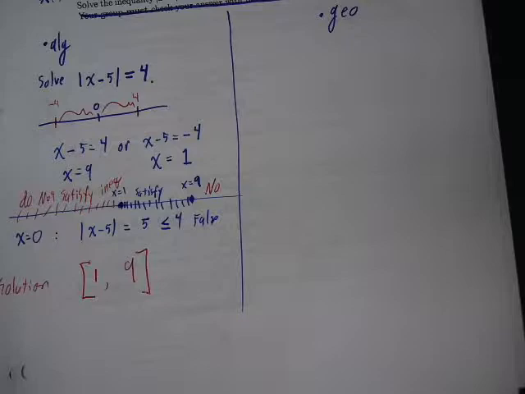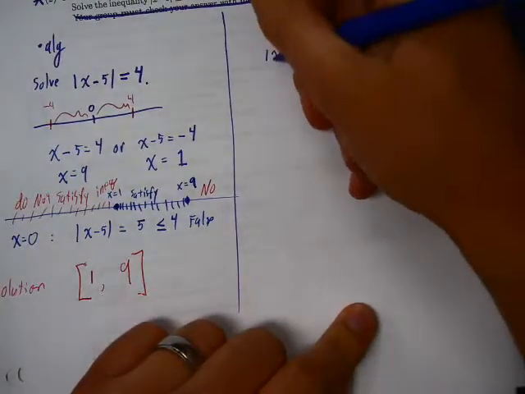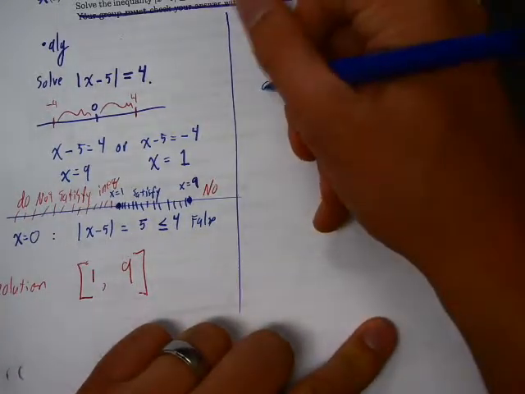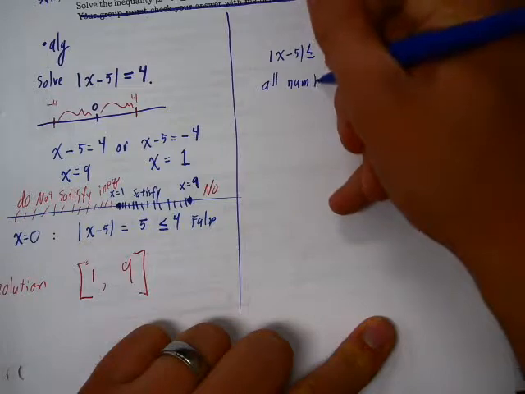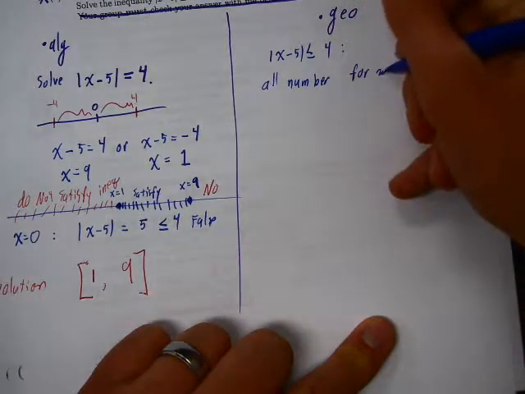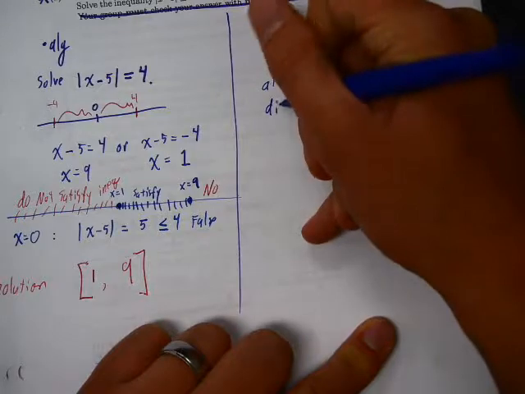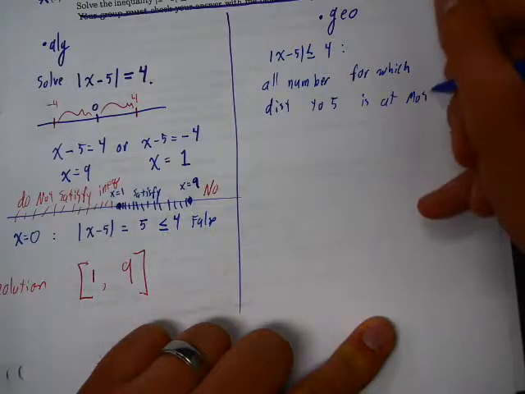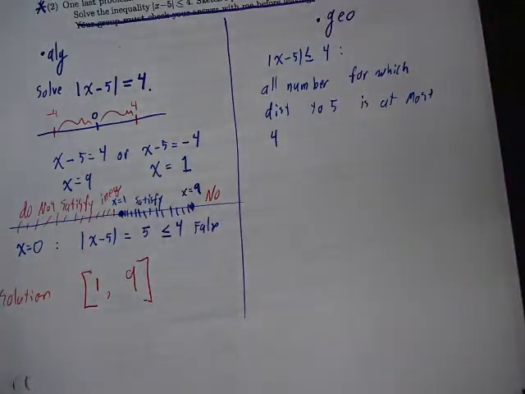Let's also do this geometrically. Absolute value of x minus 5 less than or equal to 4. Let's just translate that into words. I want all numbers for which the distance to 5 is at most 4. Does that make sense how those are the same? Right, the absolute value of x minus 5 is the same as the distance from x to 5. I want all the numbers for which that distance is less than or equal to 4.